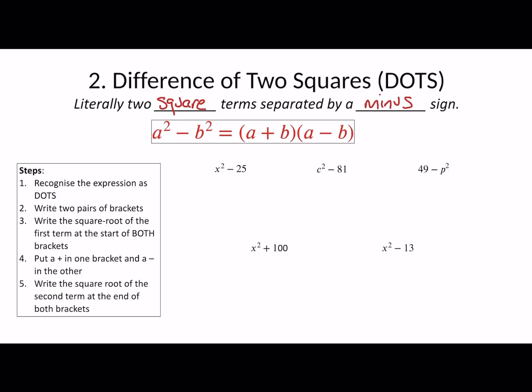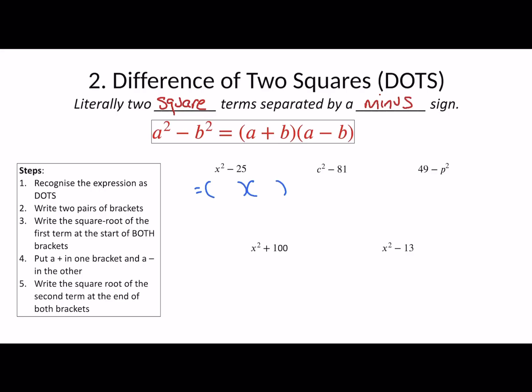Let's have a look at the first one, x squared minus 25. Now the x squared is a square term, obviously. The minus is in the middle, that's what we're looking for. And 25, well, 25 is a square number, isn't it? Okay, so all we're going to do is write our 2 pairs of brackets. Leave plenty of room because you're going to be writing in them.